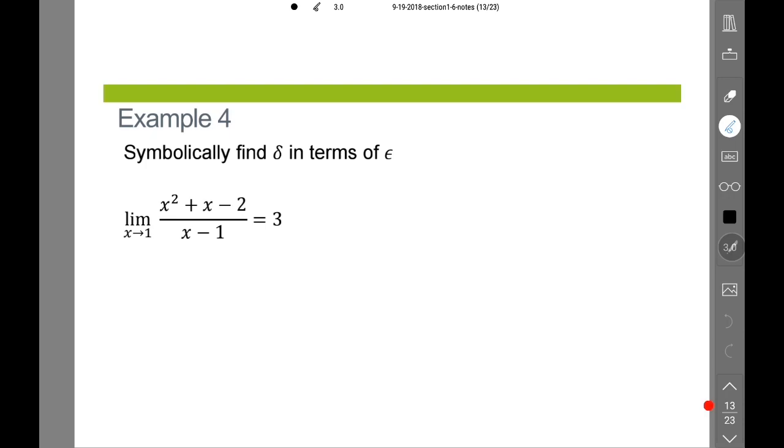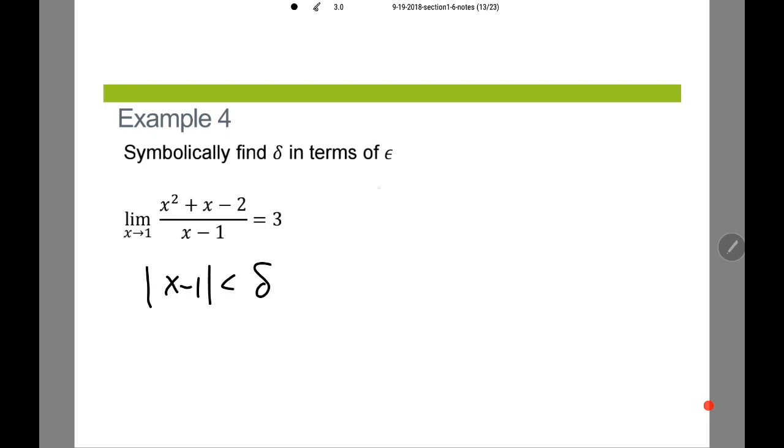Now, again, as we look at these, we got to know how to start. So again, we're always going to start with our basic definition. So in this case, my a is equal to 1, so I'm going to have |x minus 1|, and that's going to be less than my delta.